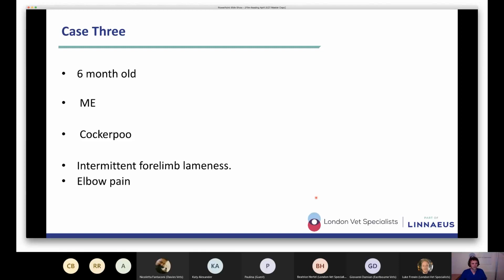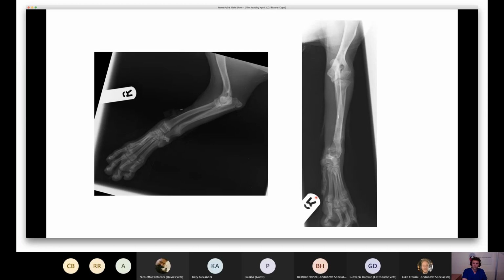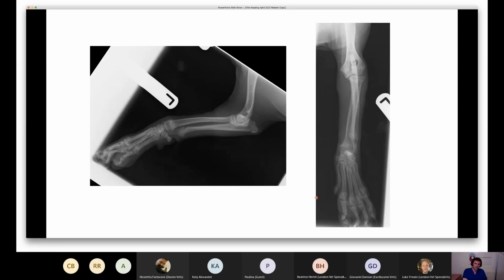So this is case number 3. This is a 6-month-old male entire cockapoo. It's presenting with an intermittent fall in lameness, and on physical exam, it has some mild but repeatable elbow pain. It's both the elbows that seem painful. So we've got some orthopedic films for you guys to have a look at. We've got the right and the left antebrachium, essentially. So we've got elbow and carpus for you to have a look at.